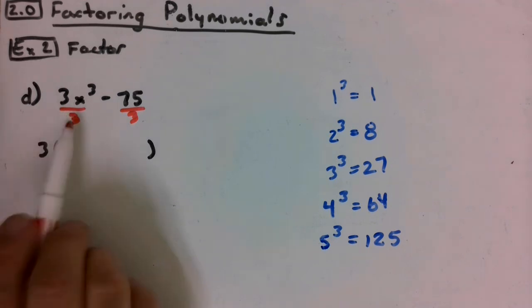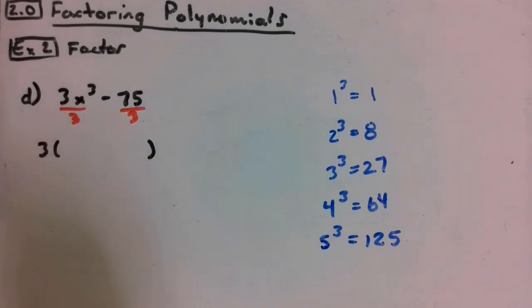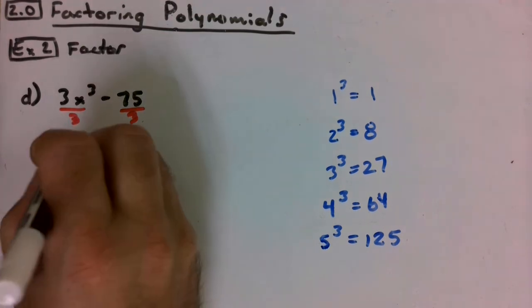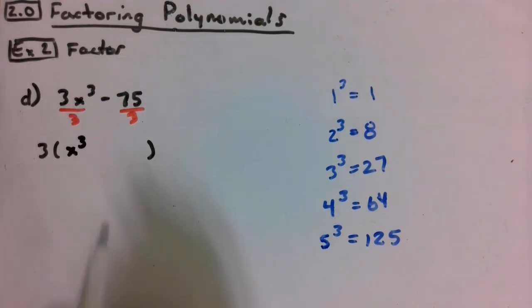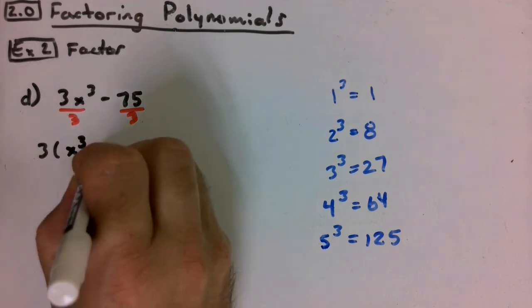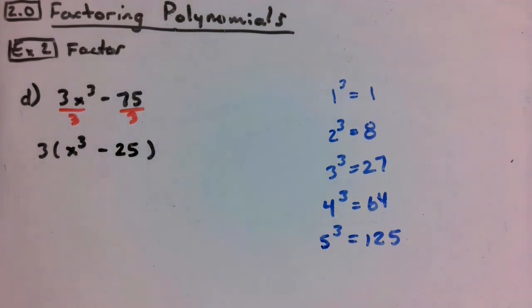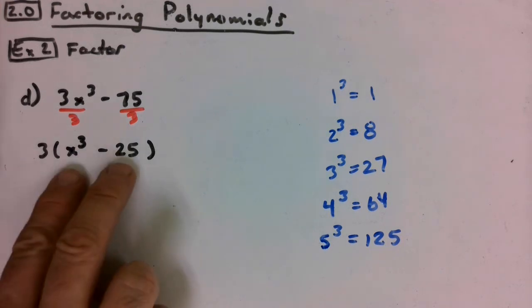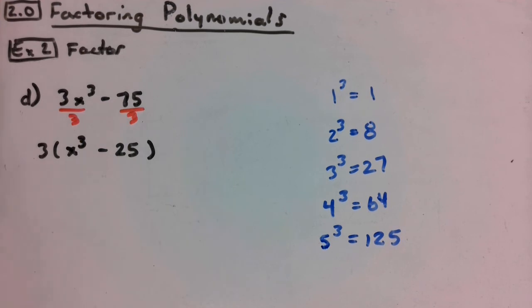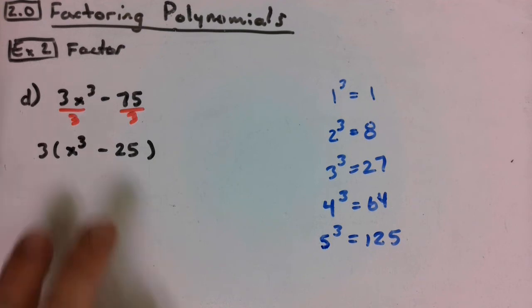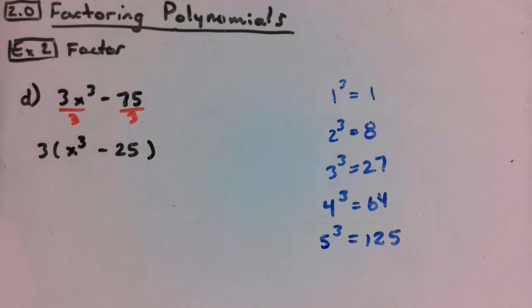3x cubed divided by 3. 3 divided by 3 is 1, so those 3's would cancel. That would just give me an x cubed. And 75 divided by 3 is 25. So in the parentheses, I end up with an x cubed minus 25. After you factor out the common factor, you should take a look at what's in the parentheses here, count how many terms there are, and determine if we can do some more factoring by using one of the other factoring methods. With 2 terms, I know I have 3 options: difference of squares, or sum or difference of cubes.